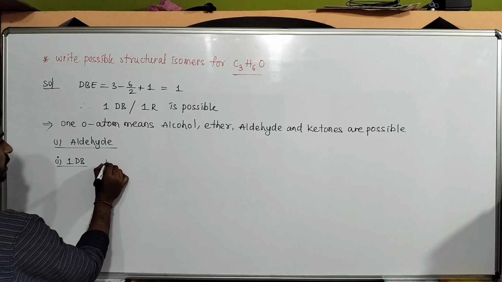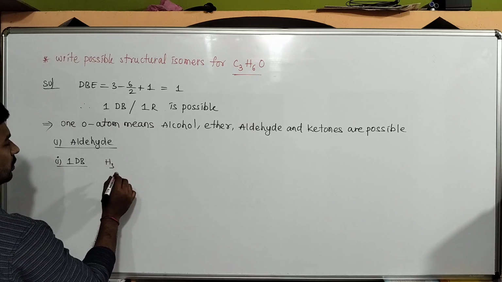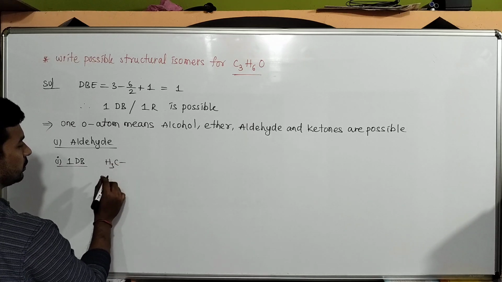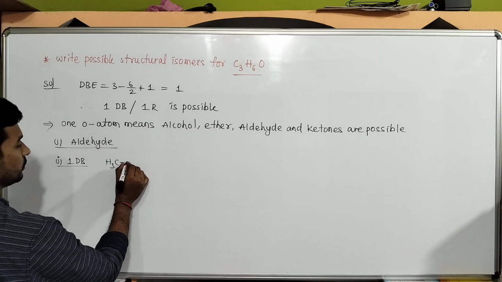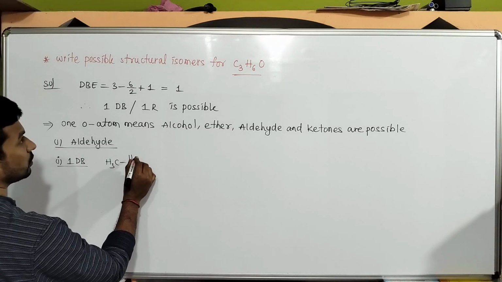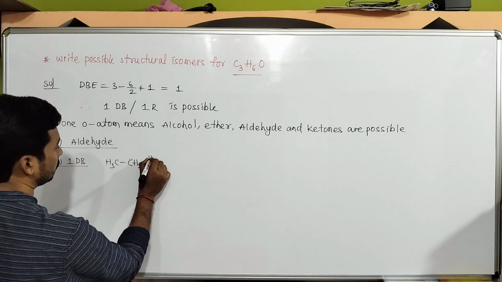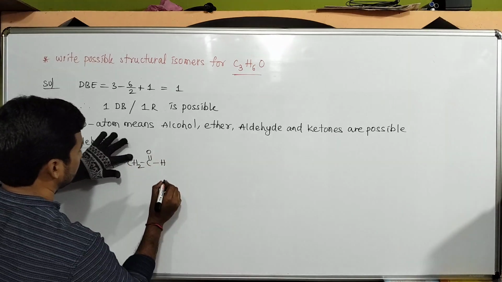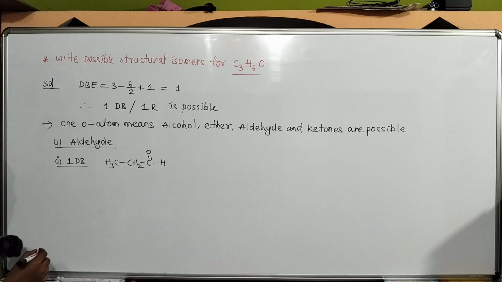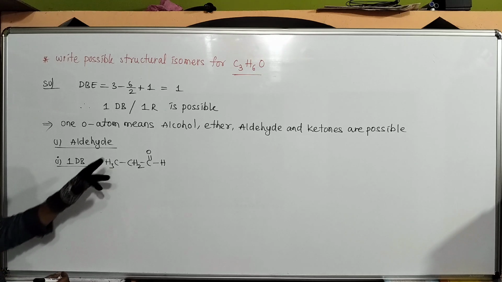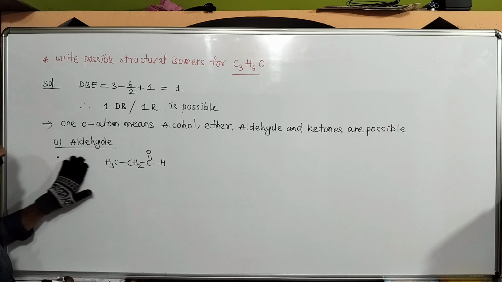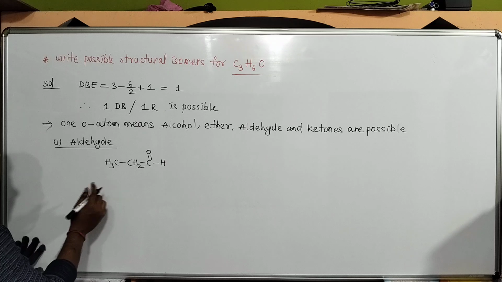Aldehyde: CH3 and CH2, CHO. This is possible. With one ring, an aldehyde is not possible. Ring with aldehyde is not possible.